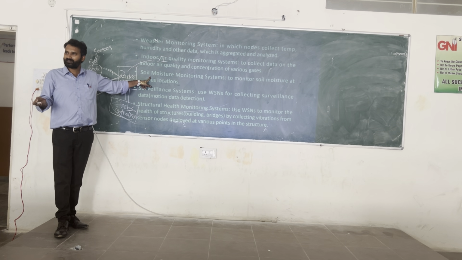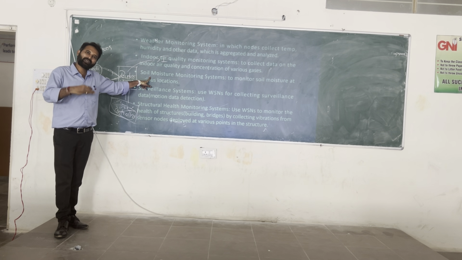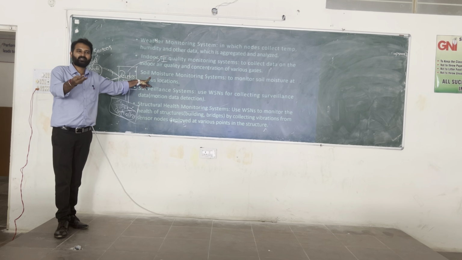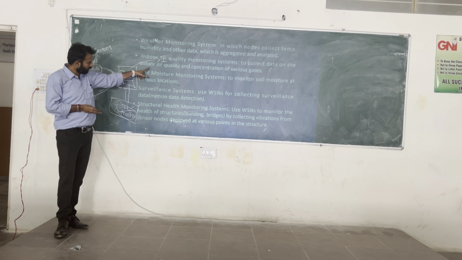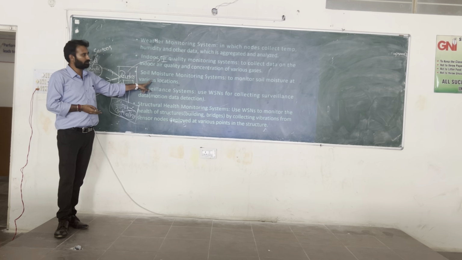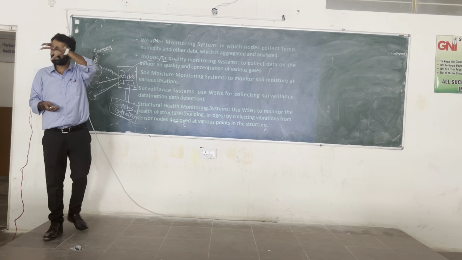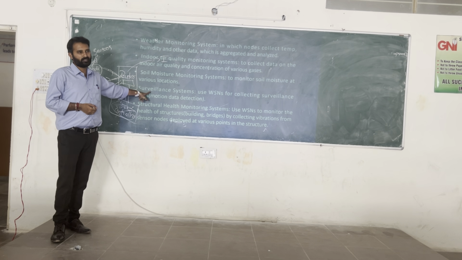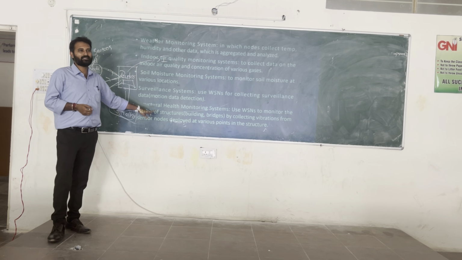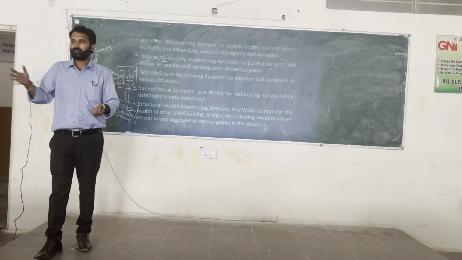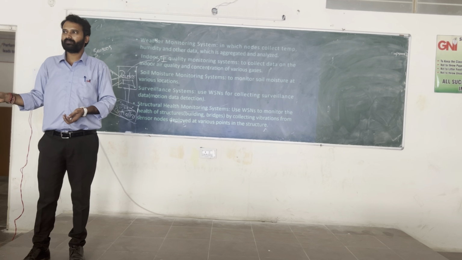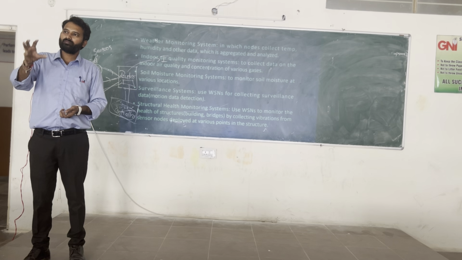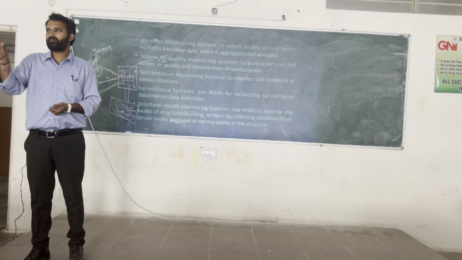Your soil moisture sensor will check the presence and level of moisture in your soil. These are all nothing but wireless sensor networks. Surveillance system, surveillance camera, is a good example of WSN. And structural health monitoring, in the sense of a building, the GMIT building. What do we do? Here we will have a building and bridges.